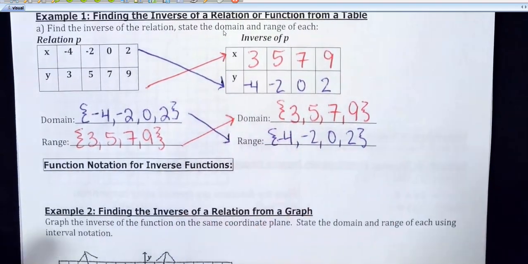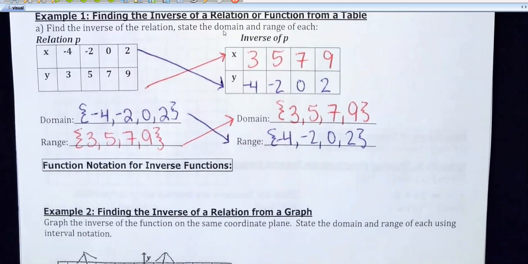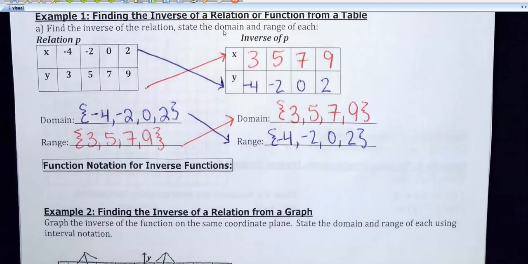So you literally don't need... if you knew a domain and a range, you could find the inverse literally just by switching them. You wouldn't even need a graph or a set of points or anything. So all you have to do is trade places.